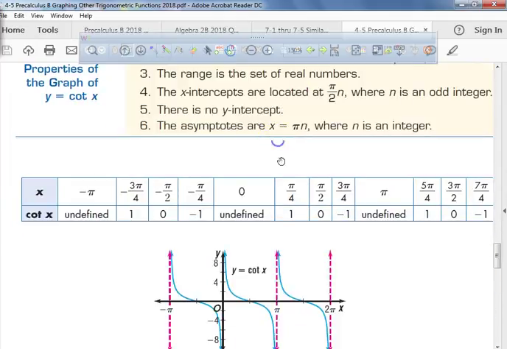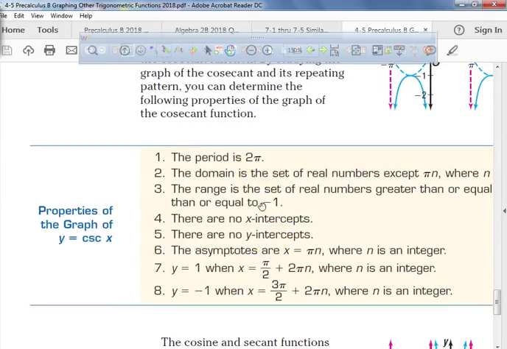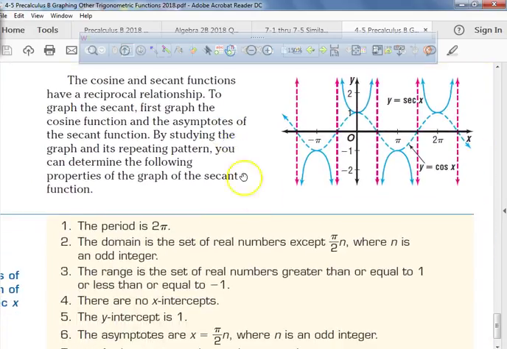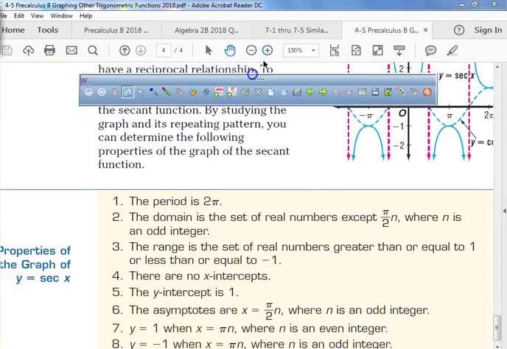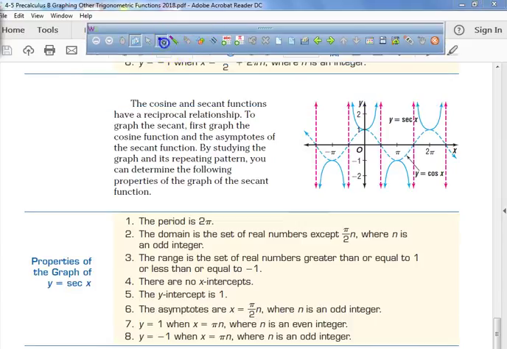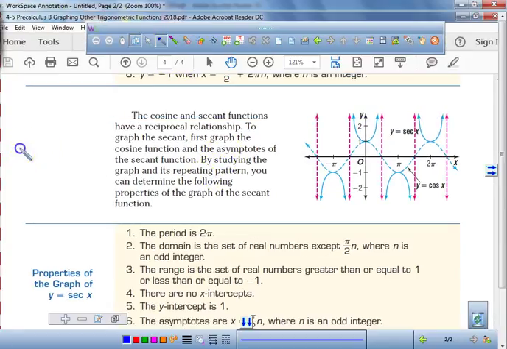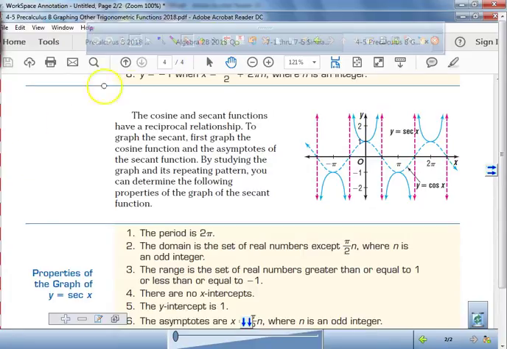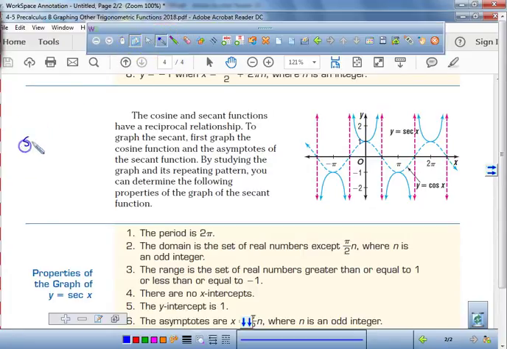Okay? So this will be kind of fun. Get your graphing calculator ready, okay? I'm going to zoom out a little bit. There we go. So right now, I'm going to write the secant at 4 pi. So right now, what I want you guys to look at is this graph right here.